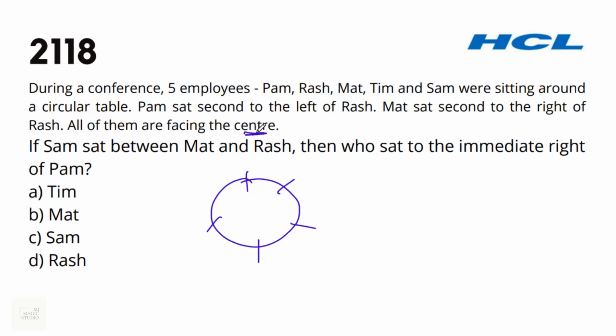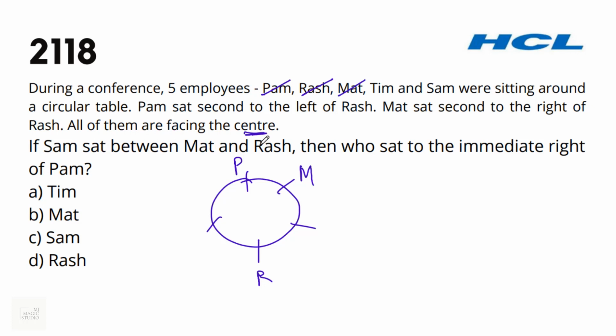All of them are facing towards the center. Very good. Pam sat second to the left of Rash. So if this is Rash, second to the left, left means anti-clockwise, here should be Pam. Matt sat second to the right of Rash. Here should be Matt. Okay, so Pam, Rash and Matt sitting arrangement done.